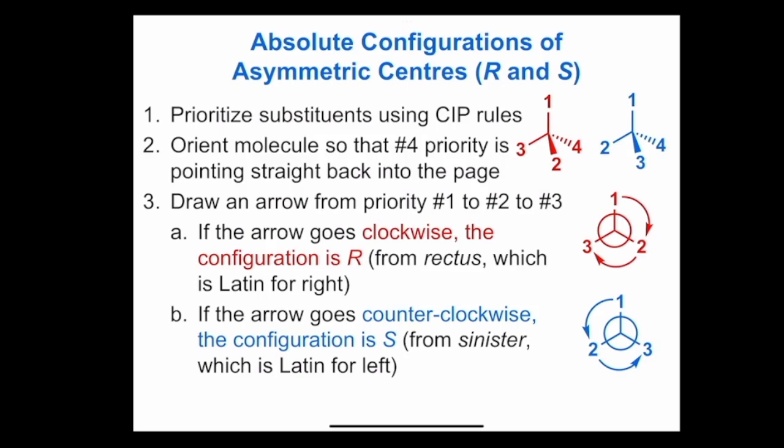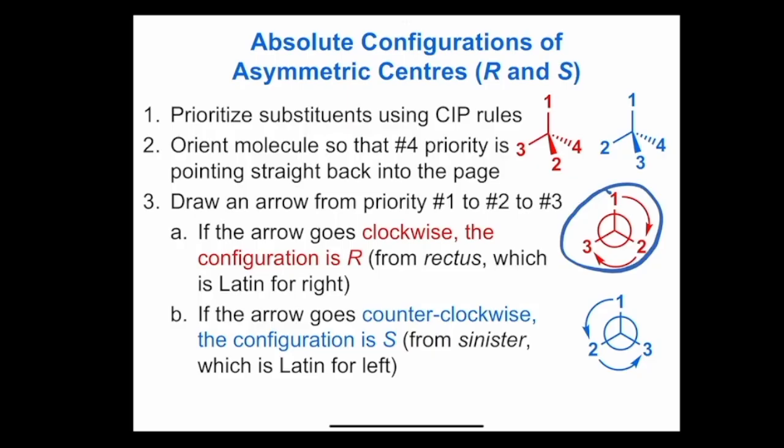But what you're talking about, to the right or to the left, is the direction of rotation, clockwise or counterclockwise, when viewing one of these centers. What you have to do is assign priorities 1, 2, 3, 4. That's the first step. Then you orient the molecule such that the lowest priority group is away from you. This is like looking at a Newman projection of your sp3 center. Once you've done that, the lowest priority group is to the back. You're now staring at the center, 1, 2, 3.